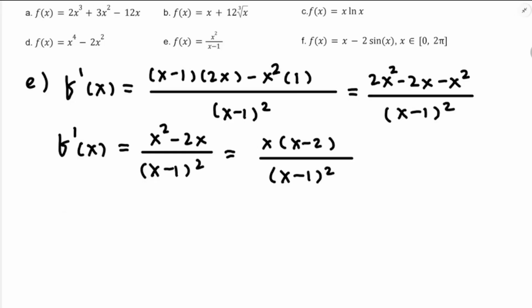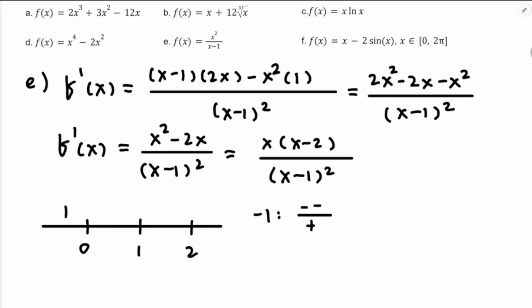Okay, let's see my critical numbers. I am hopeless to draw a graph of this thing, so I'm just going to label the zeros of both the numerator and the denominator, make a sign chart, and go from there. So I'm going to plug in negative 1, negative over, okay, always going to be positive in the denominator because that's square.